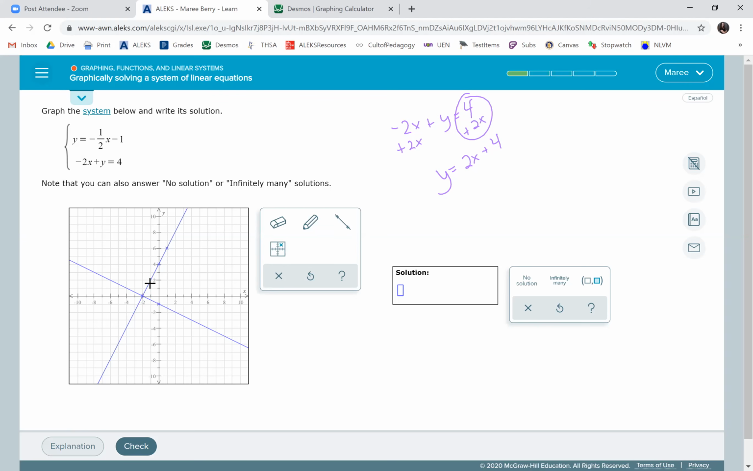Then we look at that point where they intersect, and it looks like -2, 0. So we're going to put -2, 0.